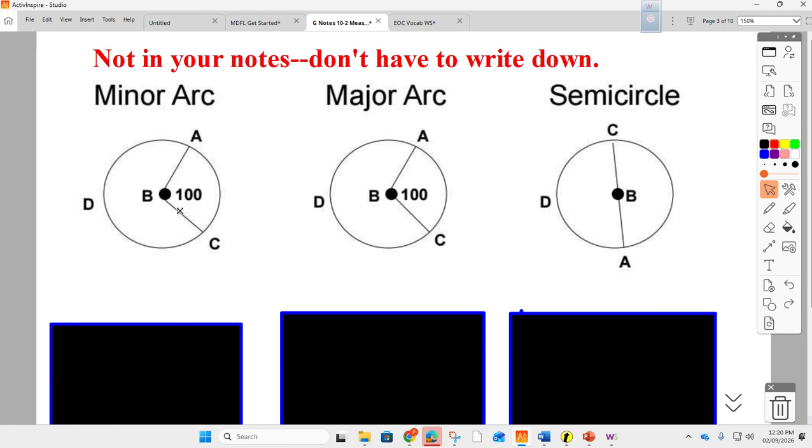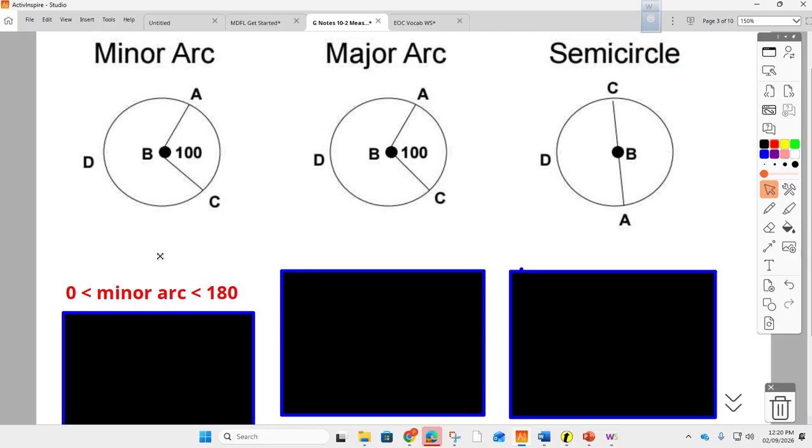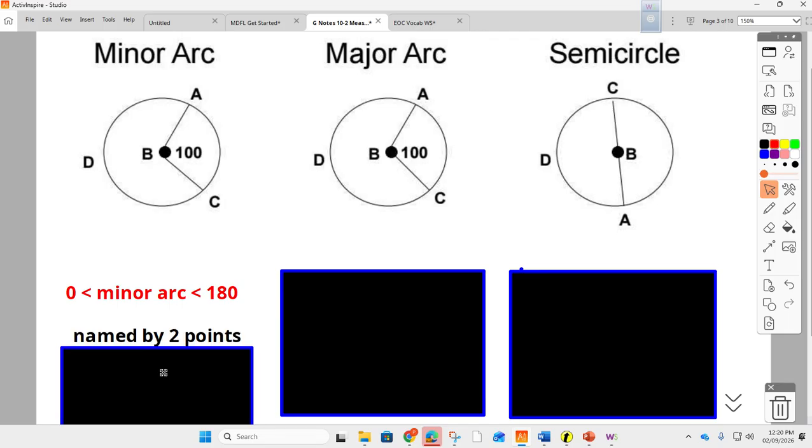Right? So what is a minor arc in this circle? As a recap, we've already talked about this stuff, but a minor arc is between 0 and 180 degrees. You don't have to write this down. You've already got it. It's named by 2 points. So if we wanted to name a minor arc in circle B, the only one we can see is arc AC. We could also call it arc CA. They don't have points there, but they are endpoints. So the endpoints of the segments that make that central angle are also the endpoints of its intersecting arc. Okay?